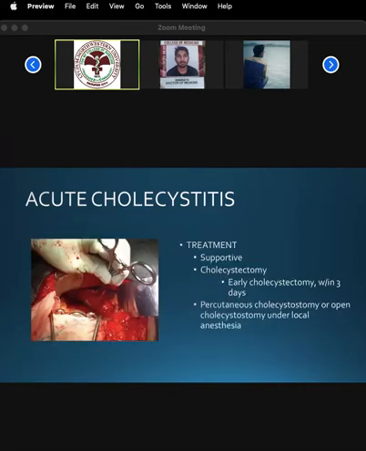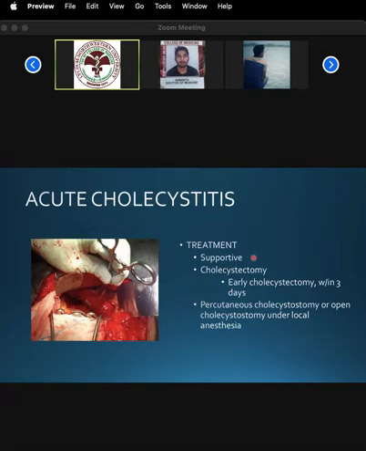So treatment, initially supportive, we build up the patient, we try to bring the patient back to optimal condition. We give IV fluids, we give antibiotics that will cover gram-negative aerobes and anaerobes, and of course we try to manage the pain. The clue there is we advise early cholecystectomy at least within 1 to 3 days from the time of admission. Laparoscopic cholecystectomy is preferred. However, it carries a conversion rate of about 10 to 15%, especially if you have a gangrenous gallbladder.